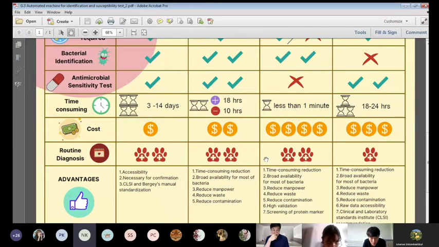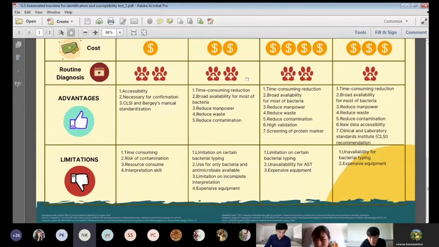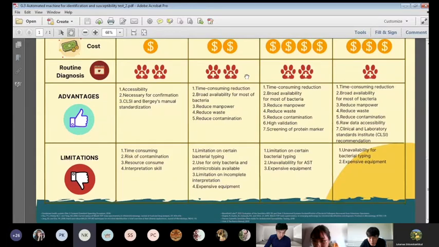MALDI-TOF MS has the most expensive cost, followed by Sensititre. VITEK and biochemical culture-based approaches are the cheapest. Biochemical and culture-based approach, VITEK and MALDI-TOF MS are commonly used for routine diagnosis. Sensititre is less common.